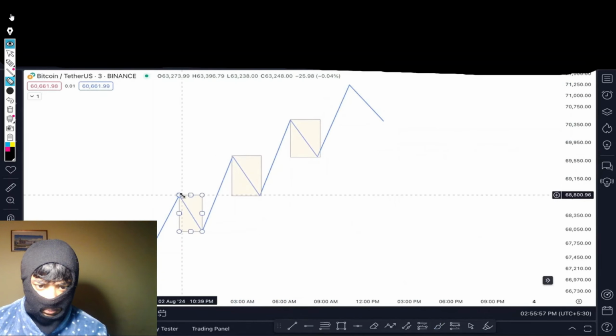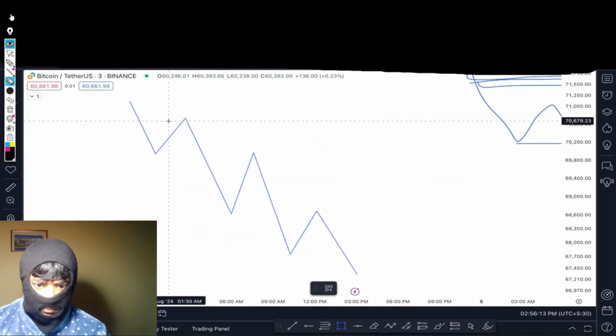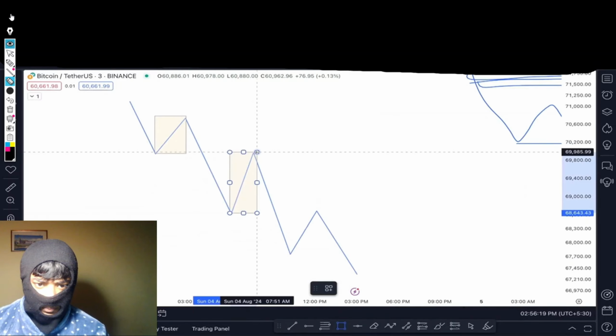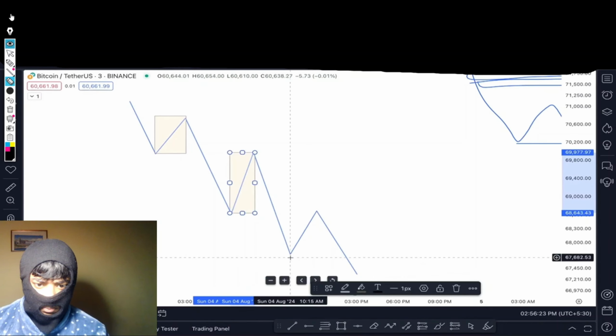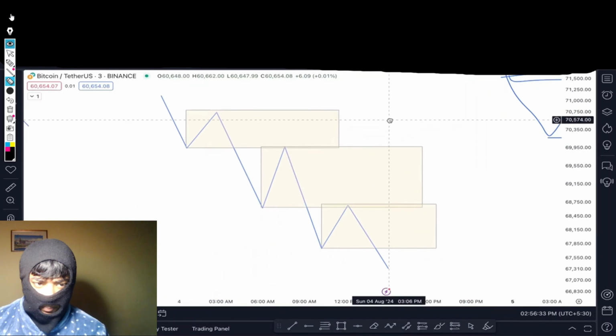That is, the last pullback before the UP move. Right? How does this happen in an uptrend or a downtrend? The last buying pullback before the down move. This zone is my order flow. This zone is my order flow. Right? This entire zone is my order flow. What is the market doing? If you look, it's coming.